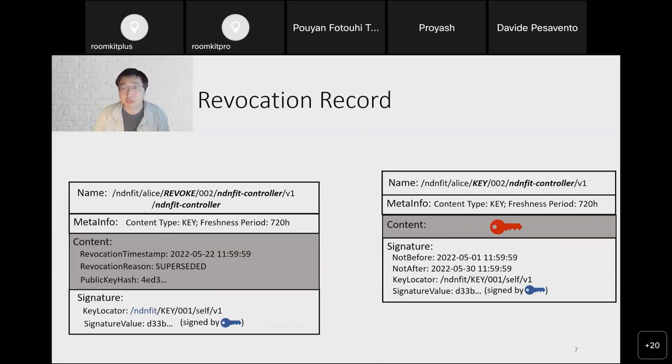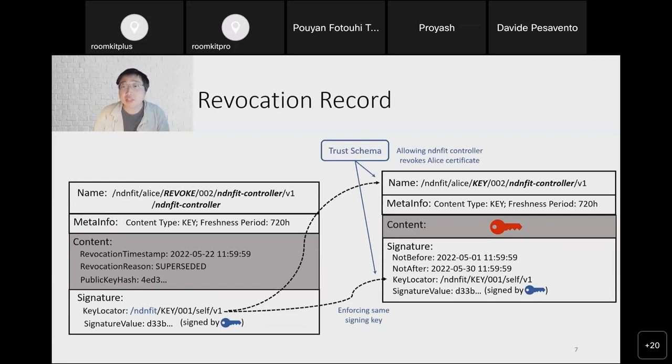TrustSchema says the NDN-feed controller is allowed to revoke Alice's certificate because the NDN-feed controller is the issuer for it. TrustSchema says the record signing key has to be the same as the certificate signing key. TrustSchema also says the revoker information component has to either equal the issuer component in the original certificate name or be a hard-coded string itself, indicating this is the owner revoking the certificate.